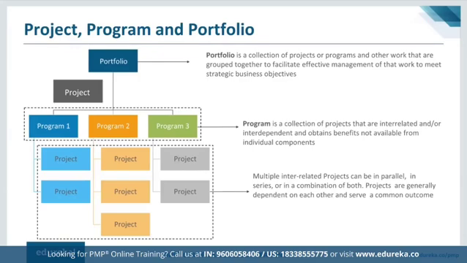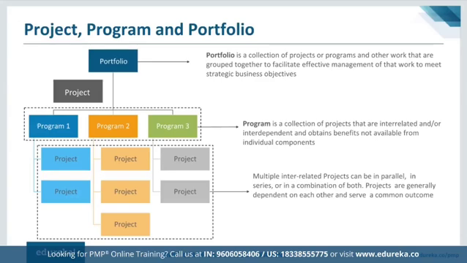So portfolio, which is typically at a strategic level. So this is where the collection of projects or programs happen. We have just taken one example here, and they are basically grouped together so that we can facilitate them effectively from overall governance and management point of view, which will ultimately help in achieving the strategic objective. So in earlier example, the strategic objective was to launch a new line of business. So that's how it is.